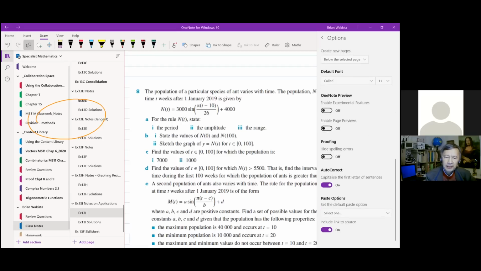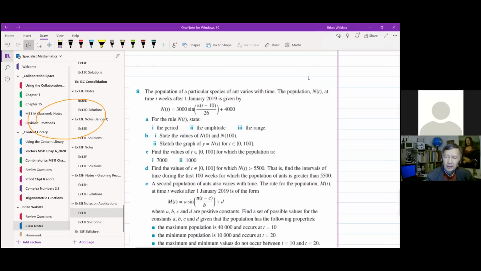Can we just answer some questions from number 8, because it's what we just learned? This is modeling. The population of a particular species, N, varies with time, so it's periodic. Can you answer the first question? Among all these numbers, which number is the amplitude, which is the magnitude, sorry, the period? State the period. What is the period?